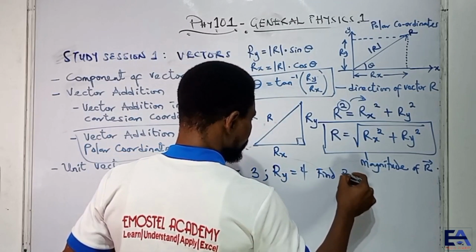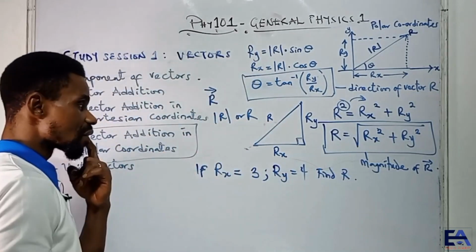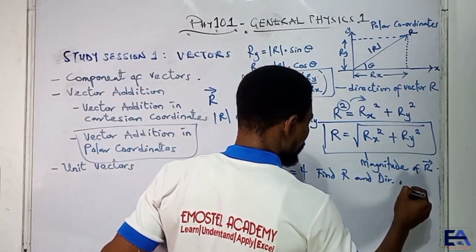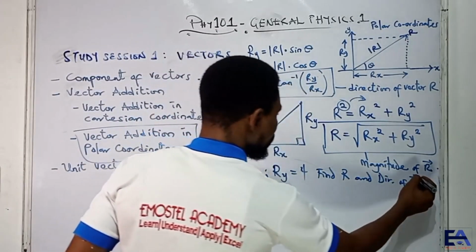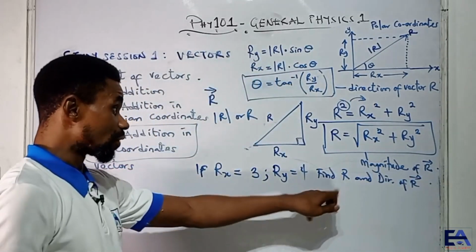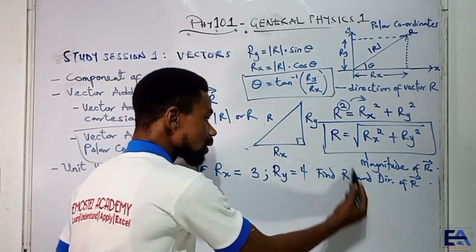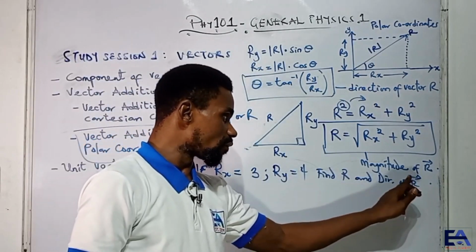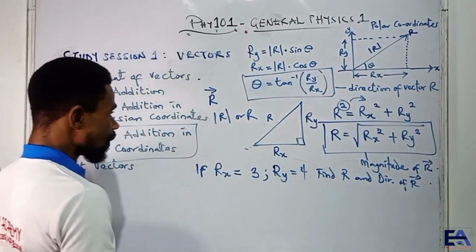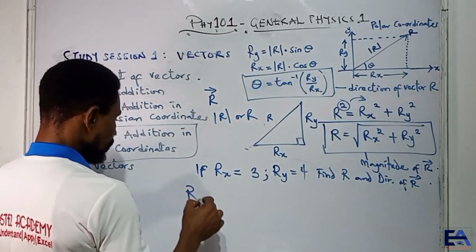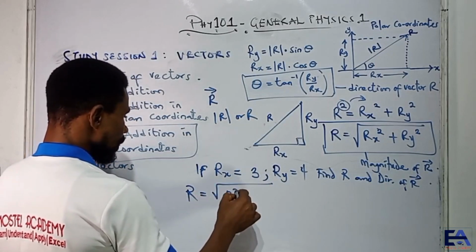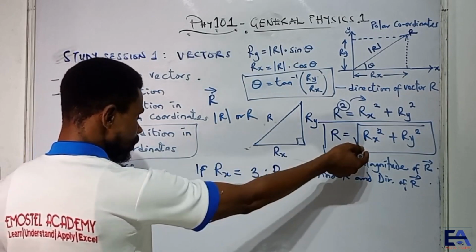Then find the magnitude of vector R and the direction of vector R. The magnitude of vector R is written as ordinary R or R with a bar around it. If you want to find the magnitude, all you need to do is say R is equal to the square root of 3 squared plus 4 squared, according to this formula here.